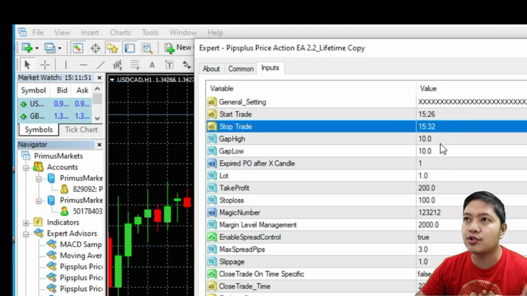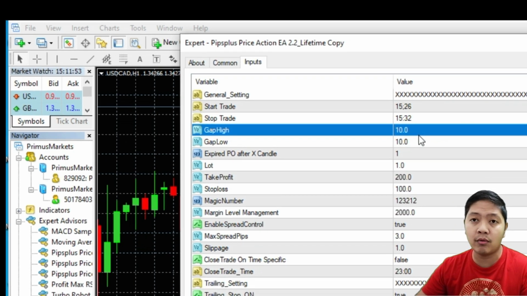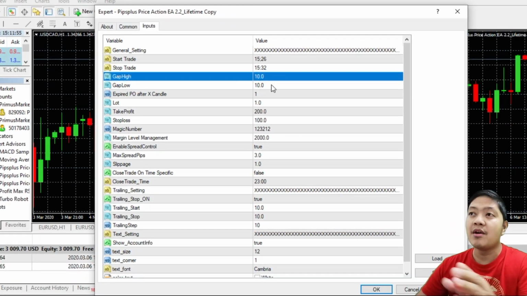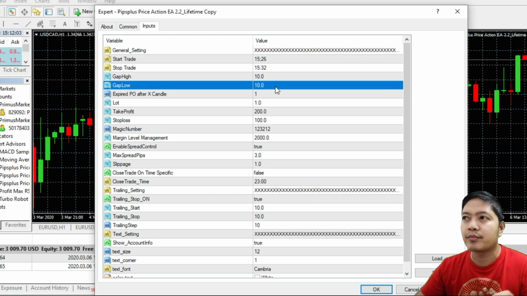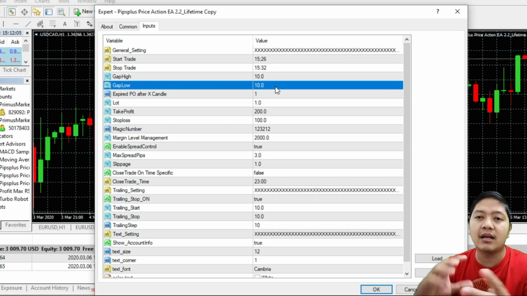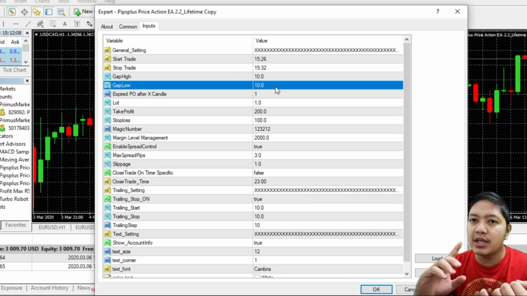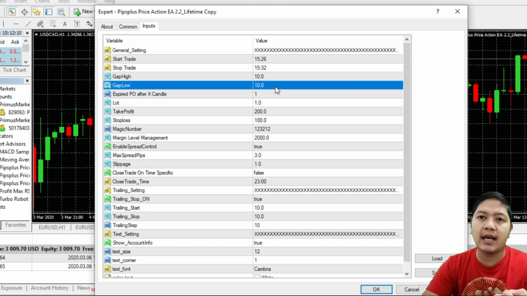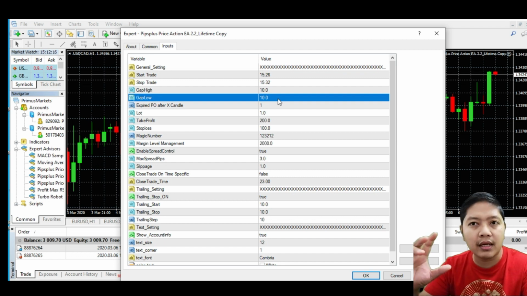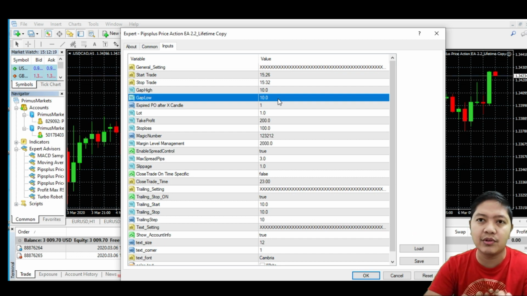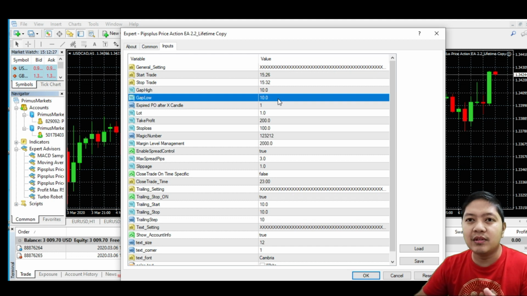So I will open two trades using this gap and high low with buy stop and sell stop mode. This EA, Pips Plus Price Action EA, uses buy stop and sell stop mode during news trading. This EA is good especially for live trading, trending markets, and big news with very big movements, whatever the currency, as long as there is big news and the possibility of big volatility in the forex market. So this is a good time.